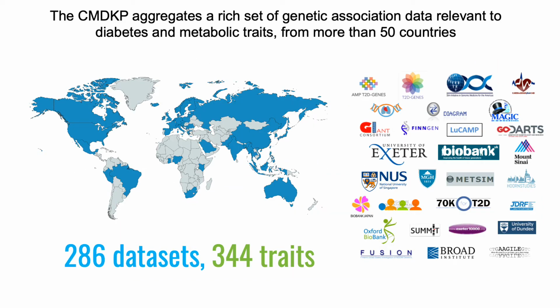We work with experts in different disease areas to identify and aggregate the most authoritative datasets from cohorts around the globe. Associations are meta-analyzed using the overlap-aware METAL method to produce a bottom-line consensus view of associations for each disease and trait.